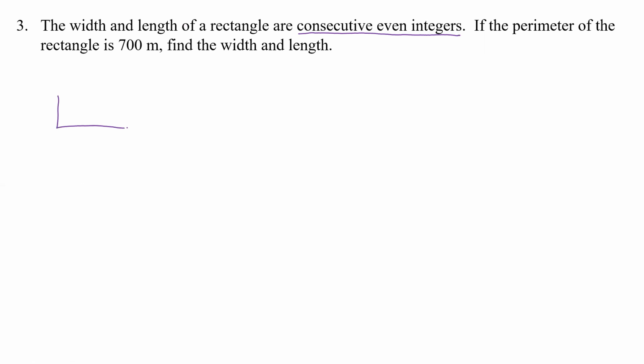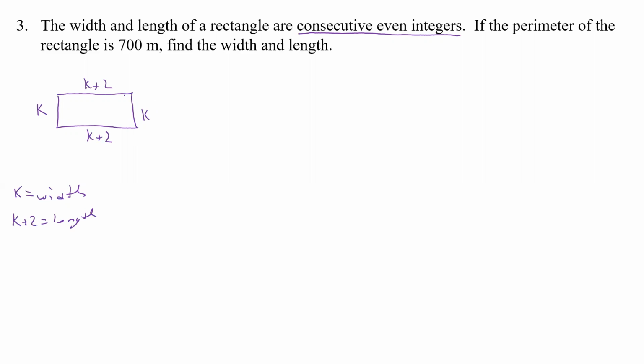So let's draw a rectangle shape. And it says the width and length of a rectangle are consecutive even integers. So let's let k equal the width, and what is going to be the length? Well, if they're even integers, if k is equal to 2, then what's the next even? 4. So we had to add 2, and so our length is k plus 2.